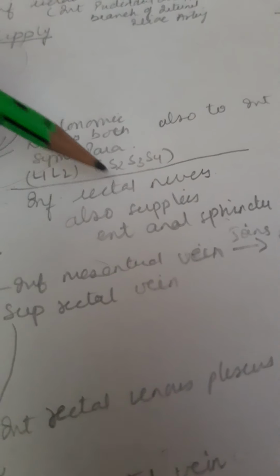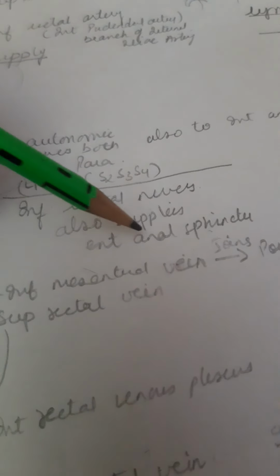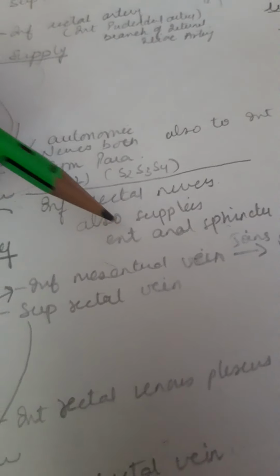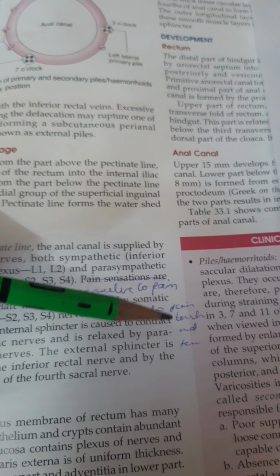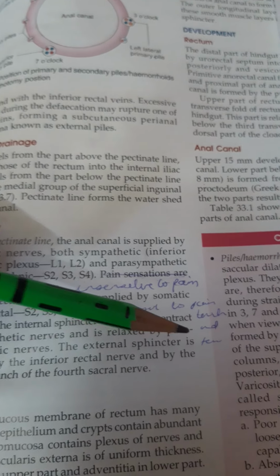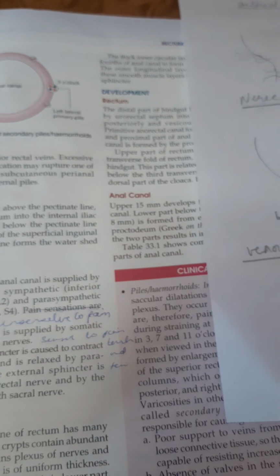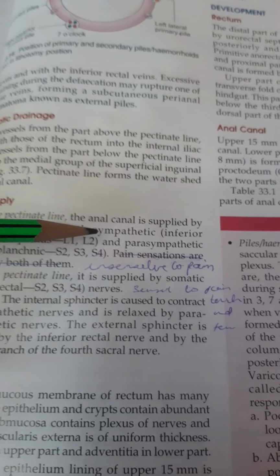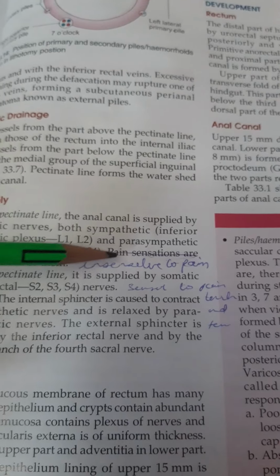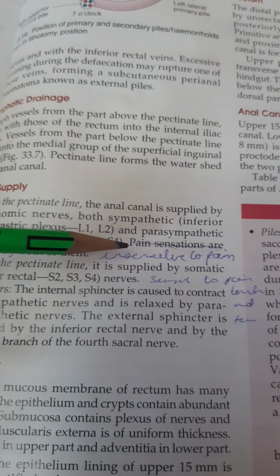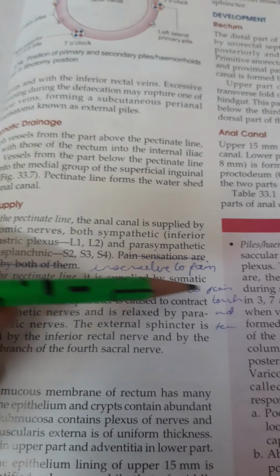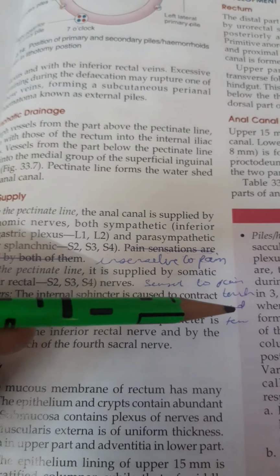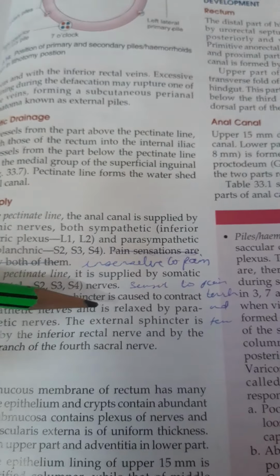Okay, and below the pectinate line, it is supplied by the inferior rectal nerves, which also supply the external anal sphincter, and this is sensitive to pain, touch, temperature, etc. So this is wrong, so you just don't learn this. The part above the pectinate line is supplied by these nerves, which are insensitive to pain and only sensitive to stretch and distension, and below the pectinate line they are sensitive to pain, temperature, pressure, etc.